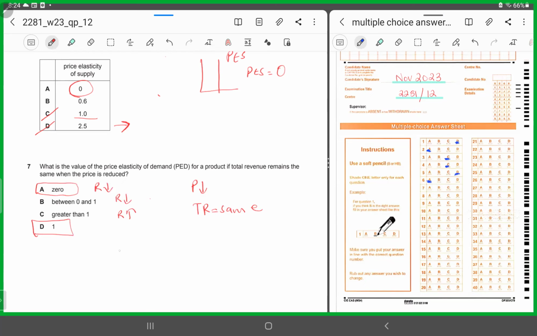But in this case, they say it remains the same. That means that the proportionate change in the price is matched by the proportionate change in demand. Hence, it has to be unitary price elasticity of demand, which means it has to be 1. When is price elasticity of demand unitary in this situation? See, it's exactly the same proportion. The proportionate change in the price is matched by the proportionate change in demand. So in this case, PED has to be 1. Right? All right. So the answer is D.